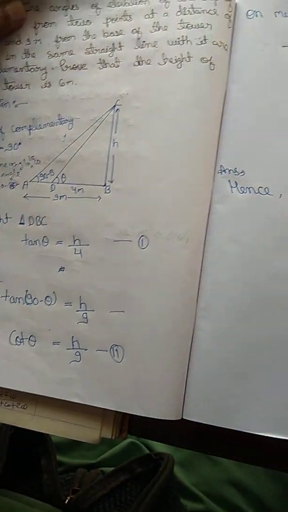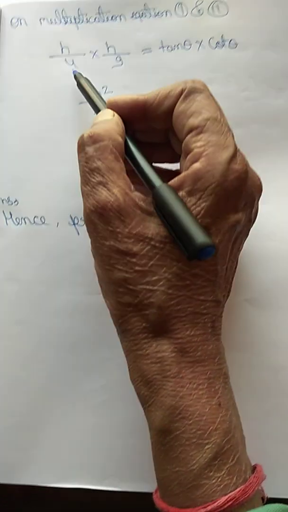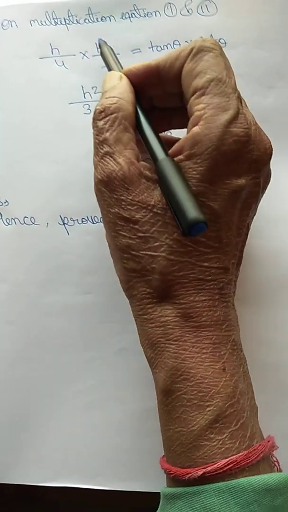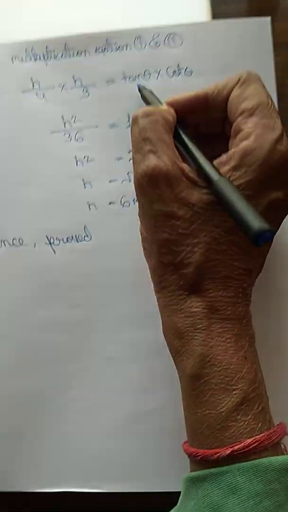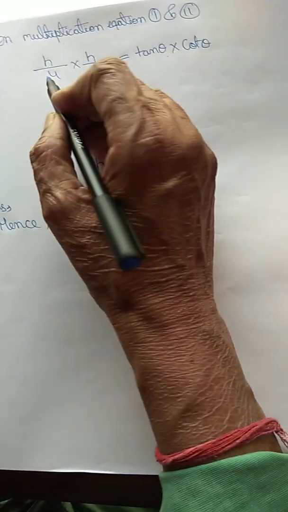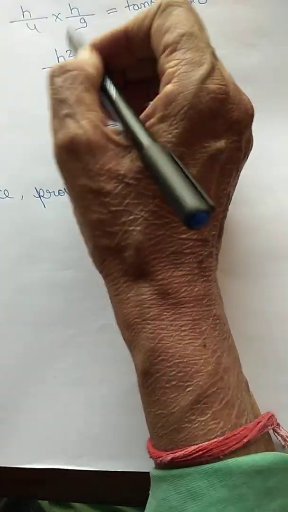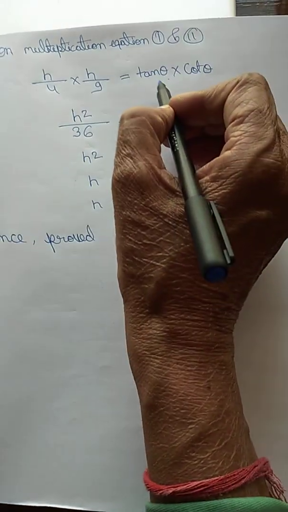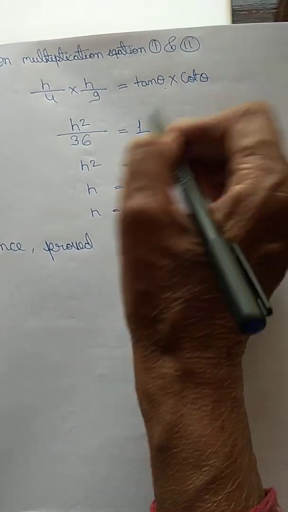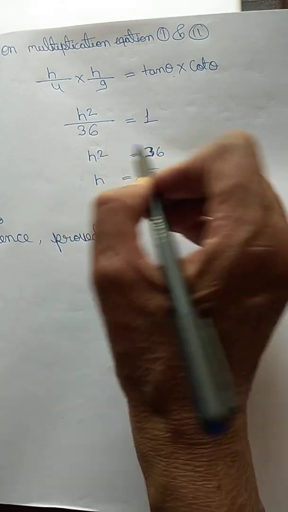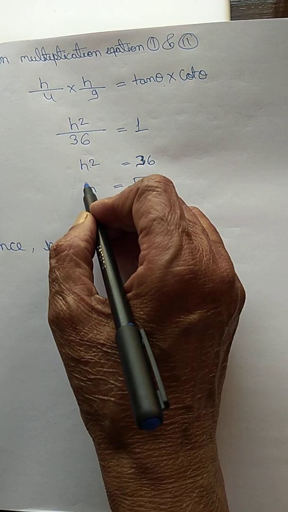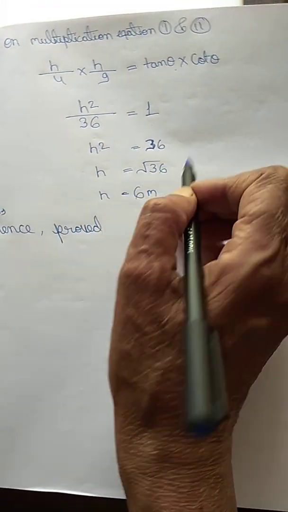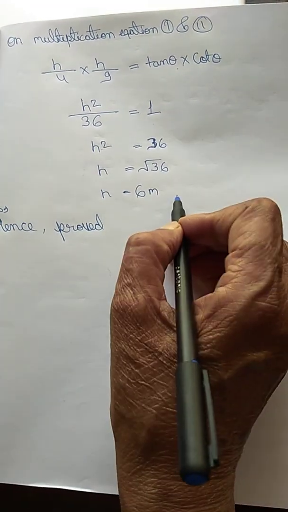Now multiply equation 1 with equation number 2. You get h upon 4 into h upon 9 is equal to tan theta into cot theta. Here you get h square upon 36 is equal to 1, since cot theta and tan theta product is 1. So h square is equal to 36. H is equal to root of 36. So h is equal to 6 meter, which is given in the question. So hence proved.